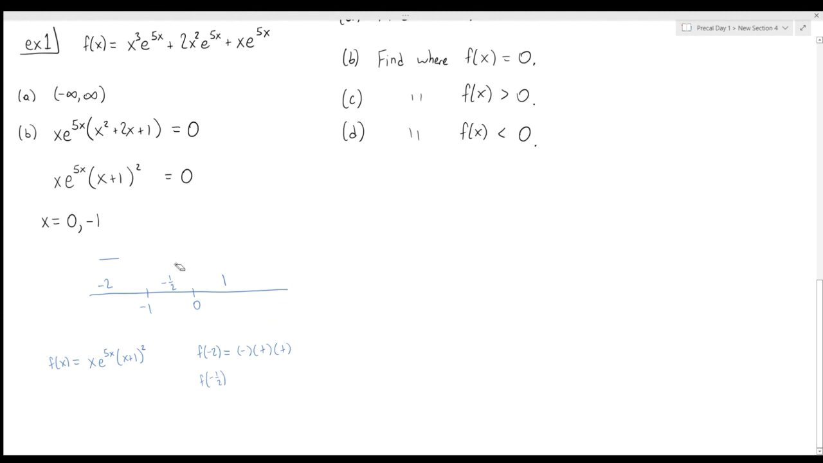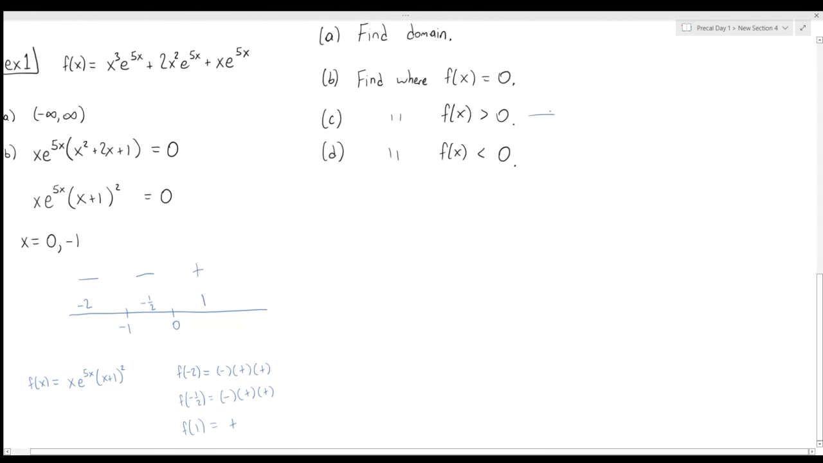So if we plug -1/2 in for x, x is negative. The exponential is always positive, and anything squared is going to turn out positive as well. So it's negative again. All right, and then lastly, if we plug in 1 for x, now everything is positive. Okay. So therefore, f will be positive on just the interval from 0 to infinity.